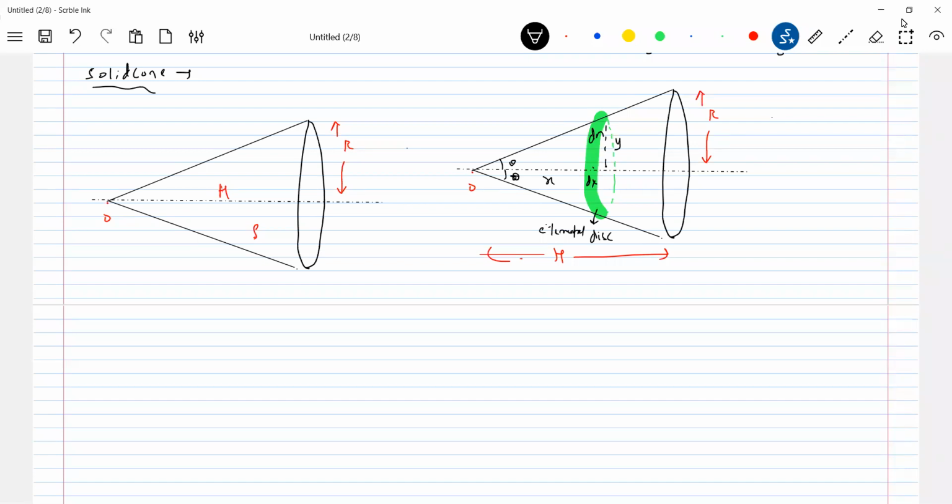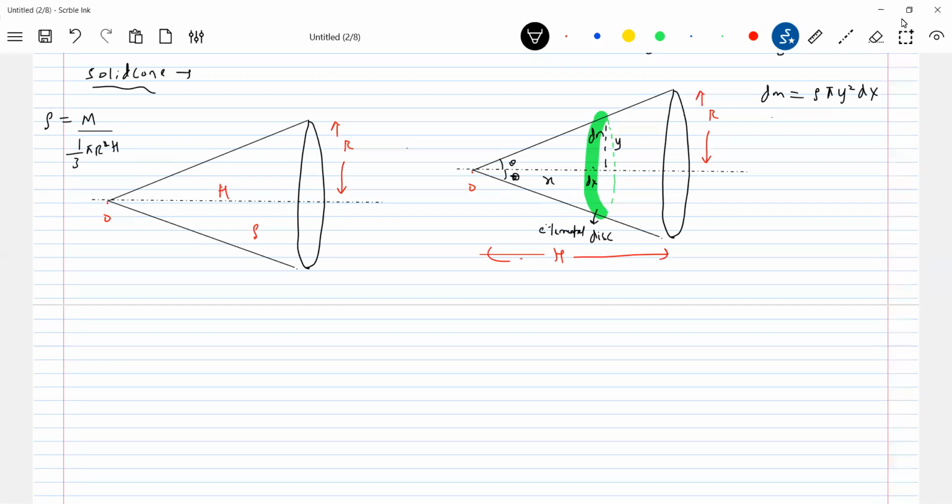How do you define density? Density is equal to mass by volume of the cone, which is 1 by 3 pi r square h. So then what is dm? The elemental mass we will define. So dm should be equal to rho into pi y square into dx. If you want to keep rho as it is, anyway, it gets eliminated.